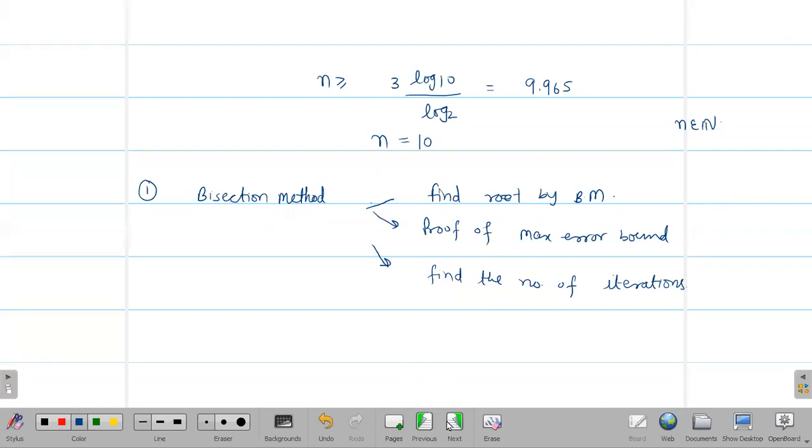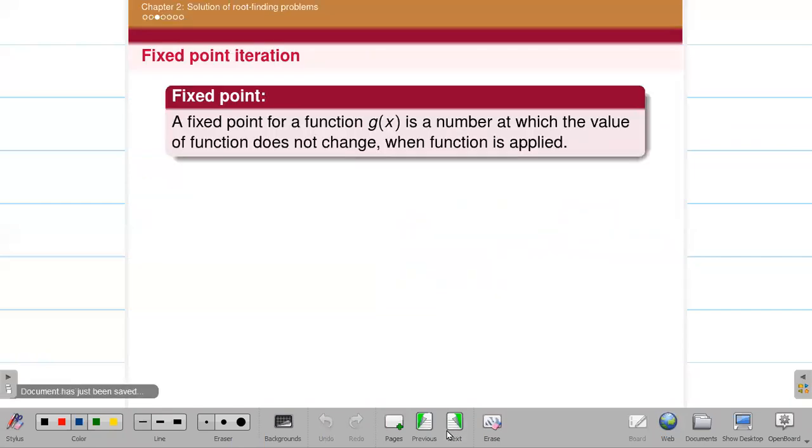So let us move on to the next topic, that is the next method, fixed point iteration. From the name you can say it is not a root finding method, which means it will not give you the root of the equation. From fixed point iteration, you will get the fixed point for the equation.